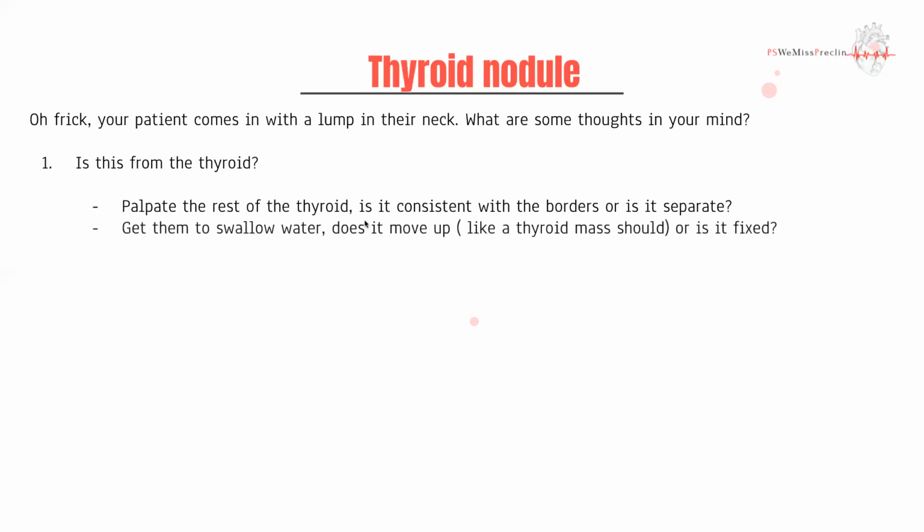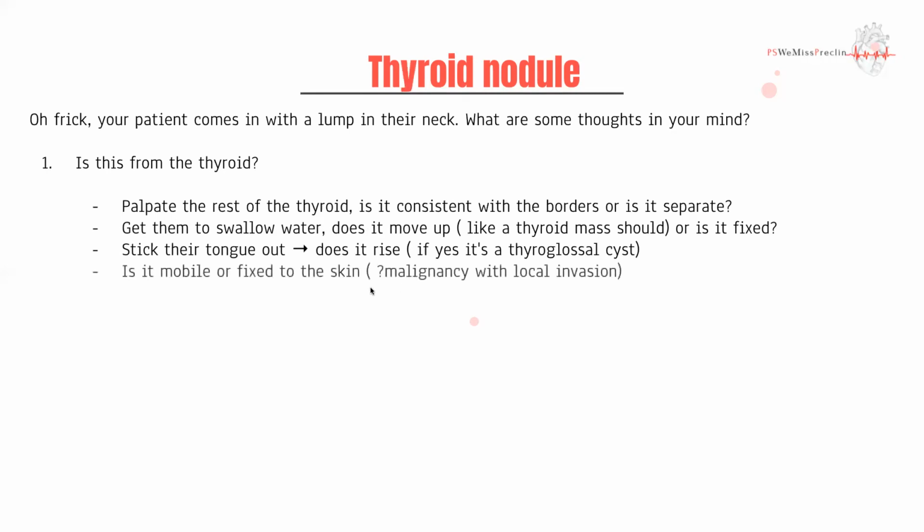Next, get them to swallow water. Does it move up? And usually the thyroid should. Or is it a fixed mass or fixed to the skin, which might indicate a subcutaneous lesion? You ask them to stick their tongue out. Does it rise? If it does, it's a thyroglossal cyst, which is often a remnant of thyroglossal development, which arises from the back of the tongue as the thyroid migrates downwards. If that's left, it can cause a thyroglossal cyst present in the thyroglossal duct. And is it mobile or is it fixed to the skin?